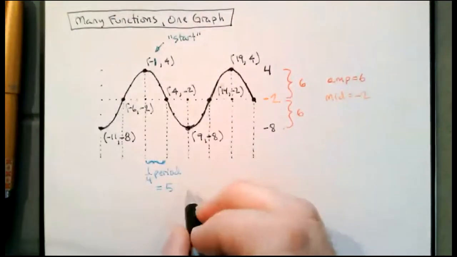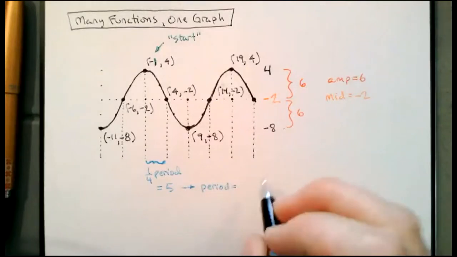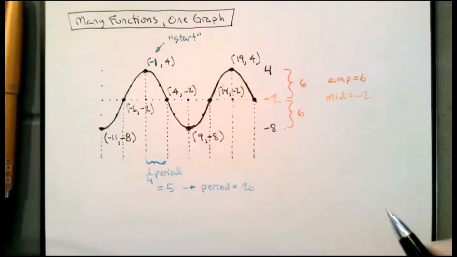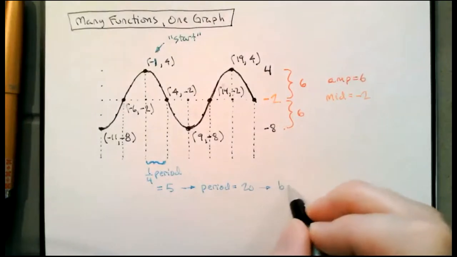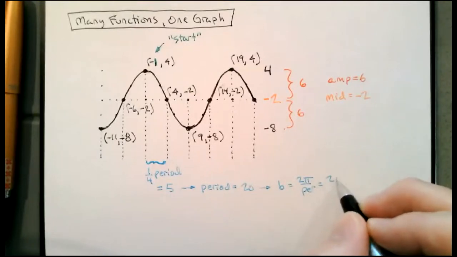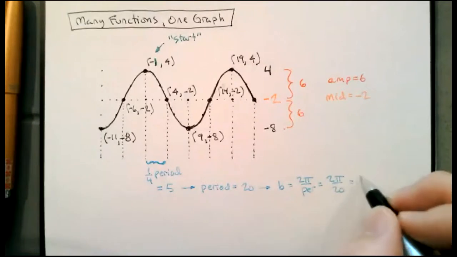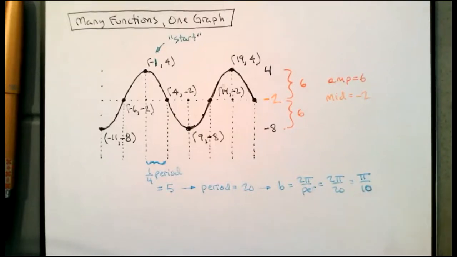1/4 of the period is equal to 5. So that tells me the period is 4 times 5, or 20. 20 is not the number that we put into our equation. So if the period is 20, then B is 2 pi divided by the period, which is going to be 2 pi over 20 in this case. And we can simplify that, pi over 10. So pi over 10 is the value that's going to go into our equation.